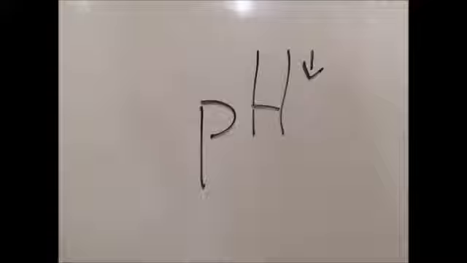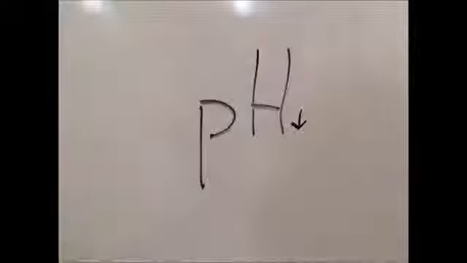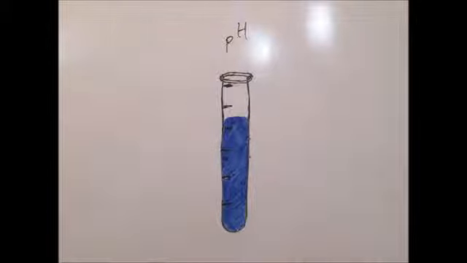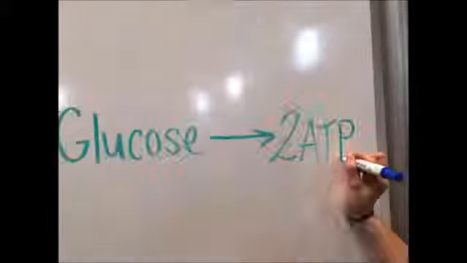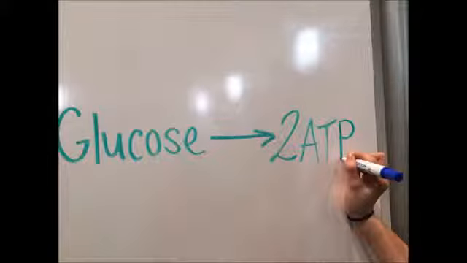When it builds up, the blood's pH drops, causing the muscle to feel fatigue, and the burning sensation in your legs after an intense exercise. pH is a measure of acidity. The lower the pH, the higher the acidity. For every glucose, only 2 ATP molecules are made, and lactic acid is produced.